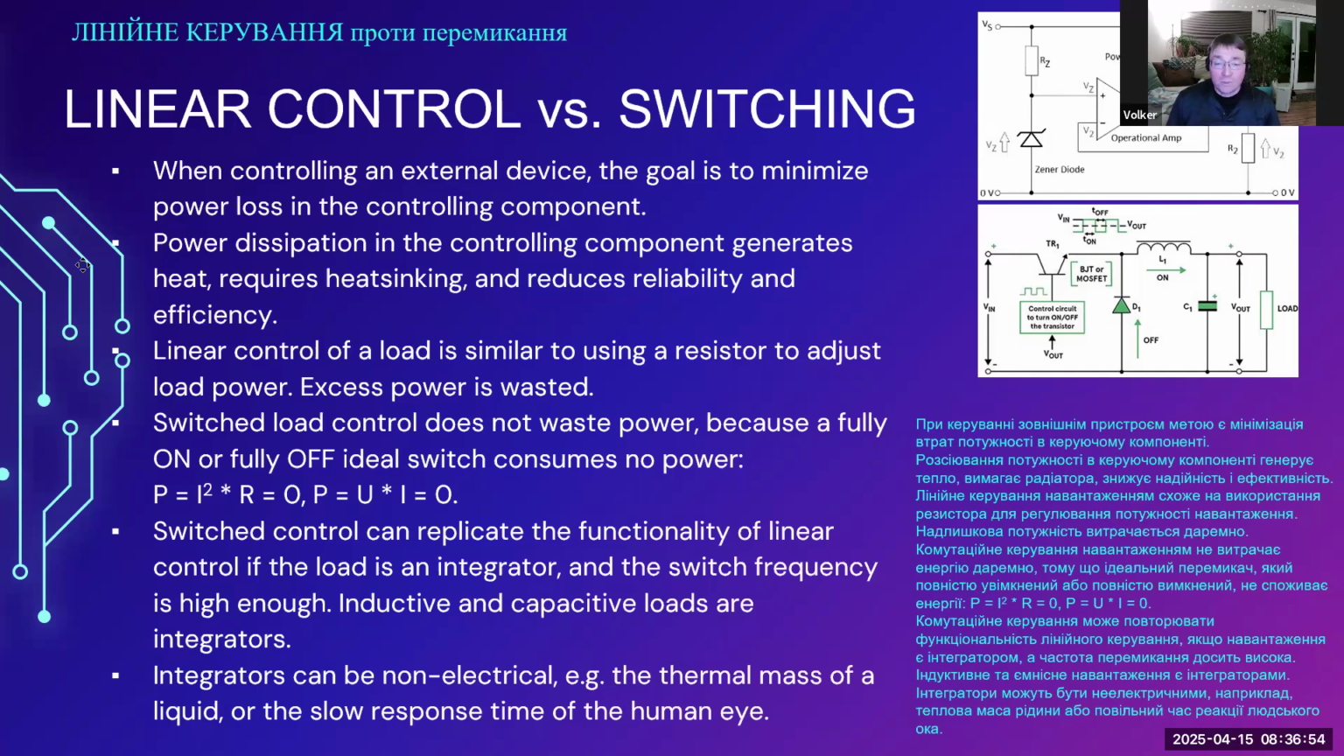Linear control of a load is similar to using a resistor to adjust load power. And if you do that, then you're using the same power as before. You're just trying to burn off excess power in that resistor as waste heat. I have an example in the upper right-hand corner that is a very coarse schematic of a linear power supply.